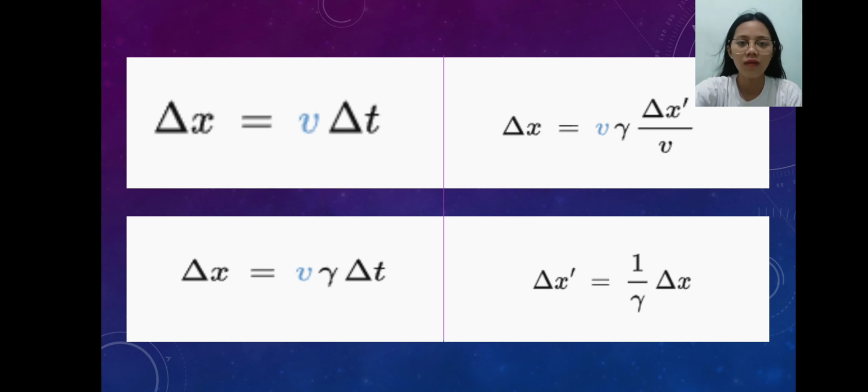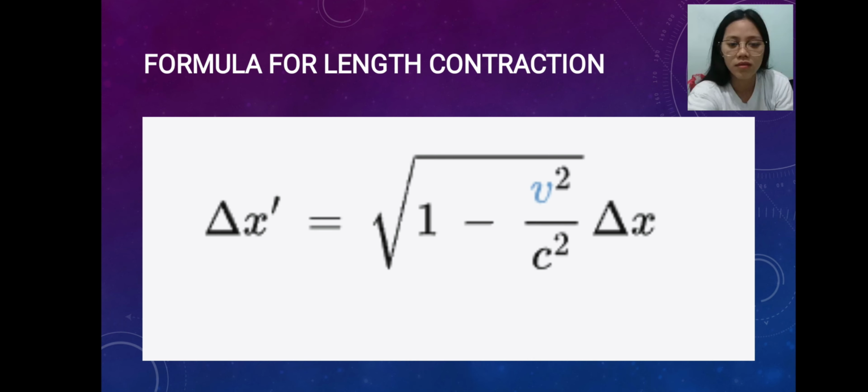Since the reciprocal of gamma is always less than 1, we can say from equation 7 that the travel distance of the spaceship from the point of view of the spaceship, delta x prime, is less than delta x, the distance traveled in the reference frame B. In other words, delta x prime, the distance between the Earth and planet Alpha from the perspective of the spaceship, must be shorter than from the perspective of the observer on Earth. The distance between Earth and the planet is contracted from the point of view of the spaceship.